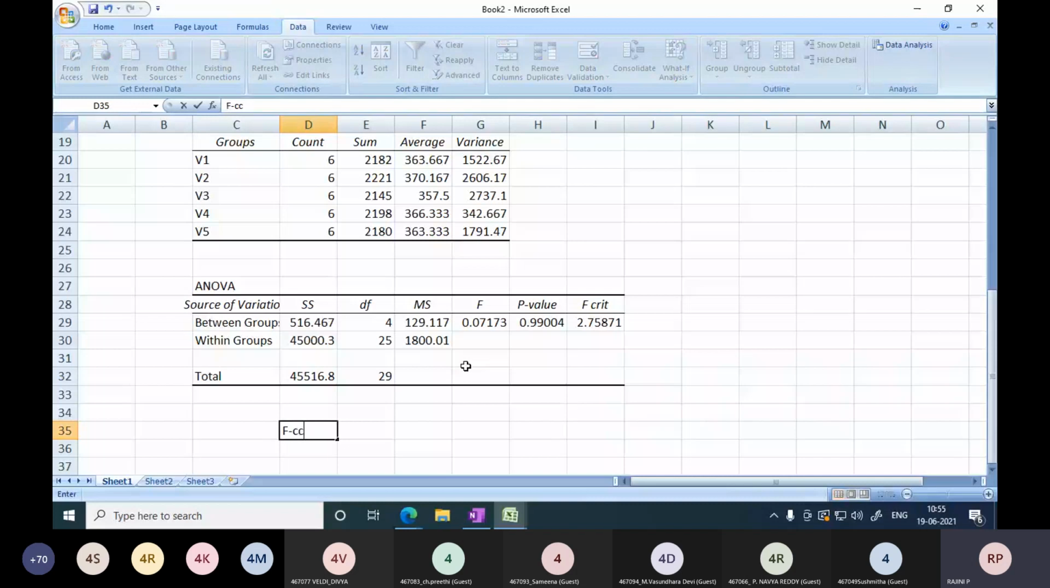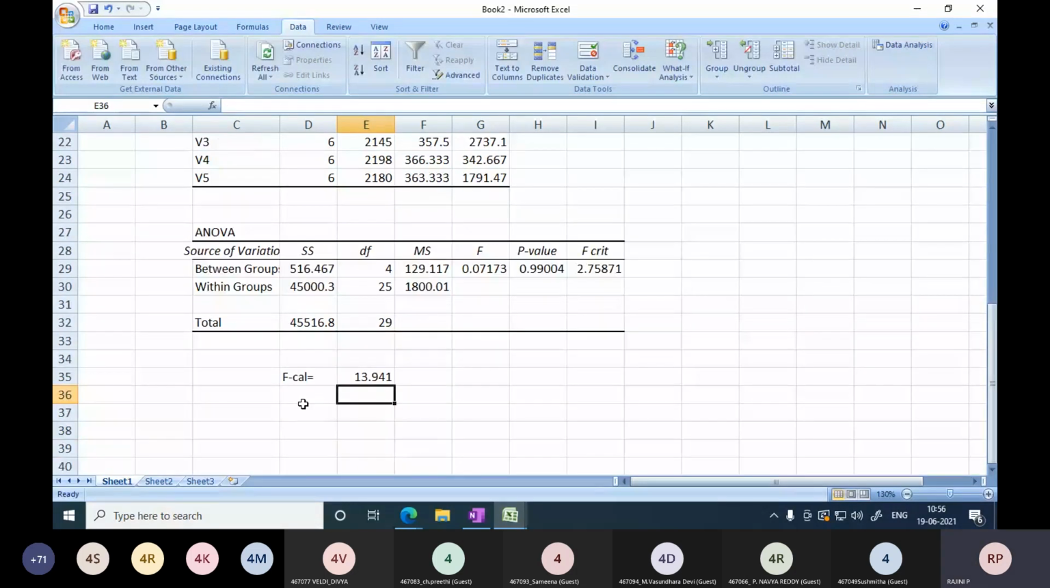What is the F cal value? How do you have to do it? Mean sum of square due to error divided by mean sum of square due to treatment. Am I right? Yes, ma'am. So what is that value? This is 1800 divided by 129.17. So this is the F cal value.